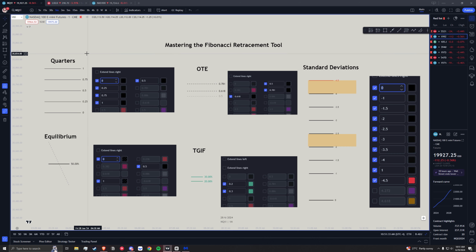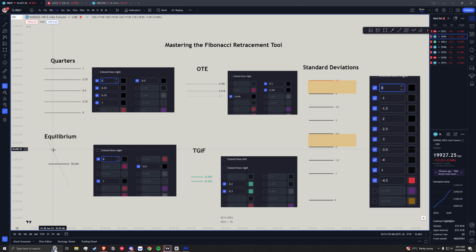So starting off with quarters, if you watched my latest fair value gap video, the part 2, the advanced, you'll know what the quarters are. Simply they are each quartile of a fair value gap. So this would be your 0 to 25% area, 25 to 50% area, 50 to 75% area, and 75 to 100% area. That's basically what it is. Very simple. And here are the settings for it right here.